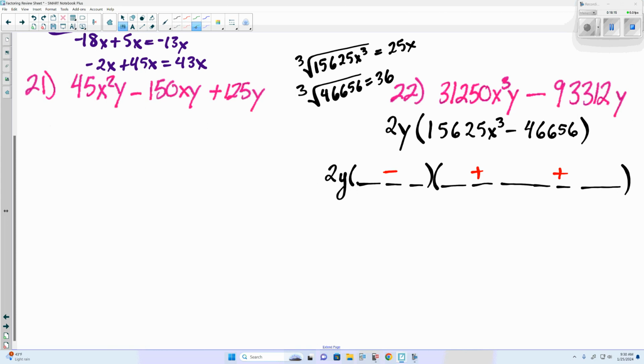Our first term was 25x. And the next one we have 25x, that term being squared. The middle one we have 25x to the first. And then in the last spot, our other spot is 36. Middle term's 36. 36 squared.